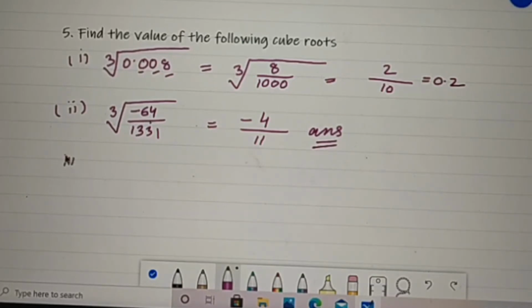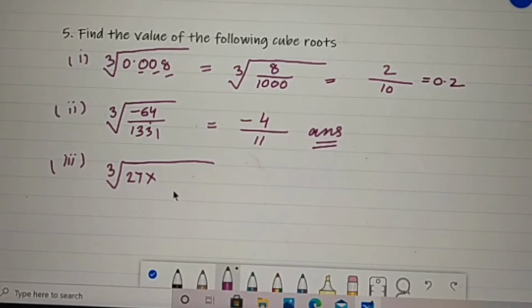Now we have the third part. The third part we have to take out: the cube root of 27 multiplied by 2744. Now we know 3 threes are 9, 3 nines are 27. So 3 cube is 27. When we take out the cube root of 27, it is 3.